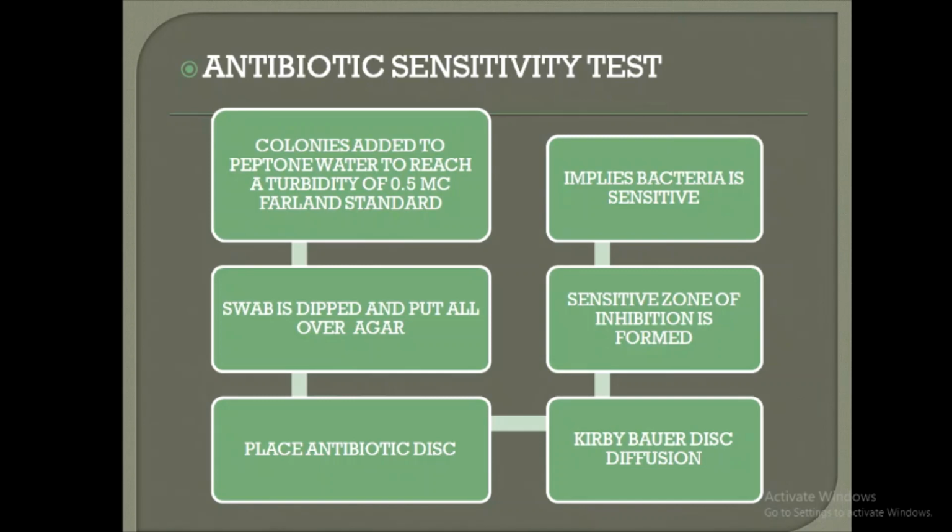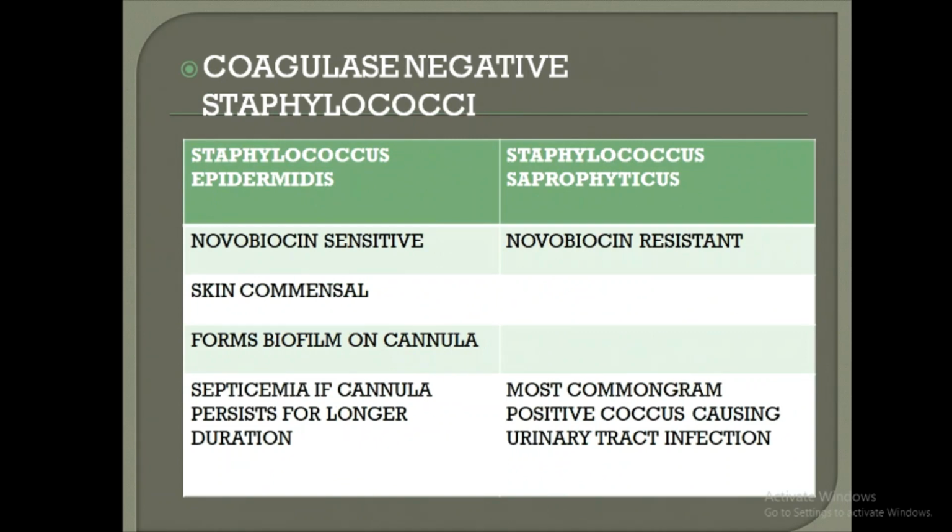From the disc, the antibiotic diffuses, forming a zone of inhibition if the bacteria is sensitive to that particular antibiotic. As you can recall, pathogenic strains are coagulase positive, then what would non-pathogenic be? Coagulase negative Staphylococcus. Here we have Staphylococcus epidermidis and Staphylococcus saprophyticus as main examples. Epidermidis is a skin commensal, it's novobiocin sensitive, and forms biofilm on IV cannulas. So, if the cannula is not replaced frequently, they grow and cause septicemia.